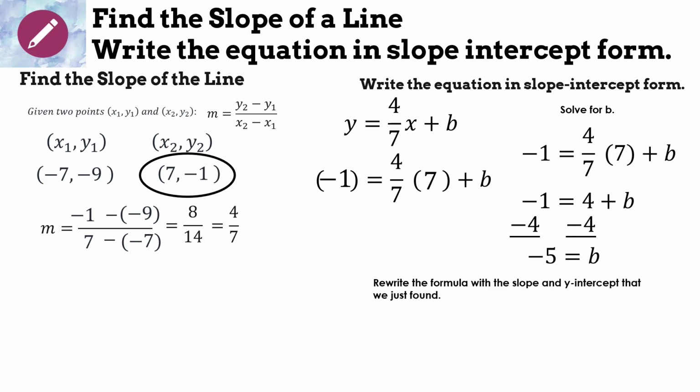All we have left to do is rewrite the formula with the slope and y-intercept that we just found. They ask us to write it in slope-intercept form. Y equals mx plus b. Well, m is 4/7, so I put 4/7 in for m. And b is negative 5, so I put negative 5 in for b. So the answer for this one is y equals 4/7 x minus 5.